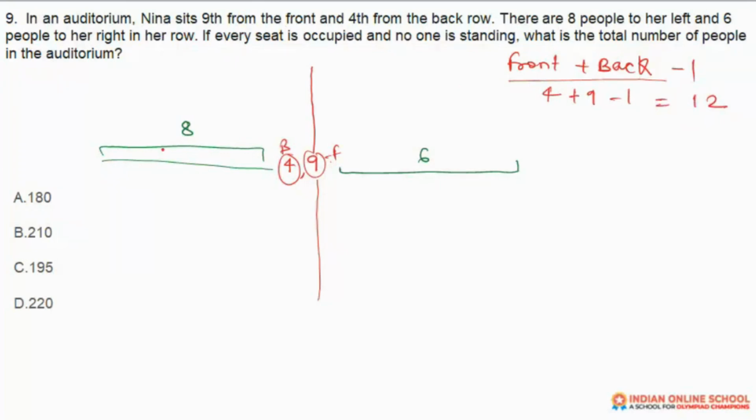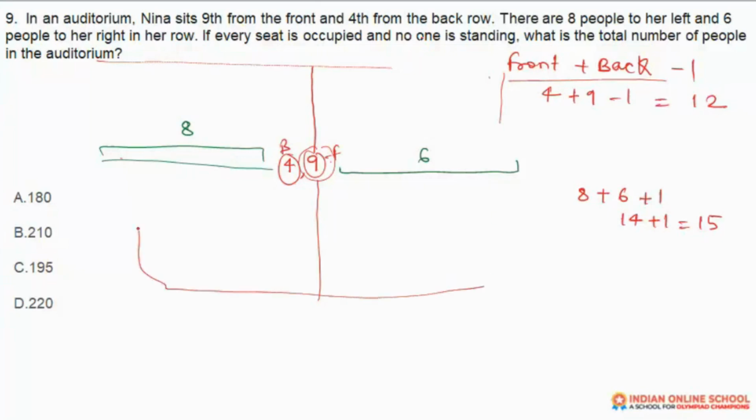So now again, 8 people are on her left and 6 people are on her right, and one for the seat in which she is sitting. So we need to add 1. So 8 plus 6 is 14, and 14 plus 1 we get 15. So according to this, there are 12 rows and 15 columns. To figure out the total number of chairs or persons, we need to do 12 times 15, and we get 180. So the total number of people is 180.